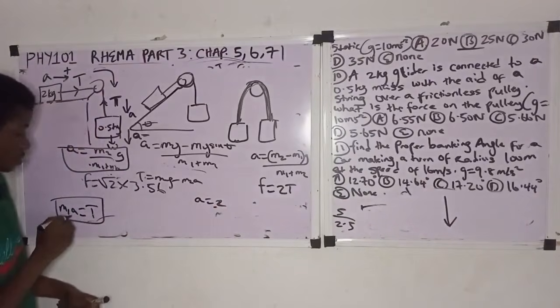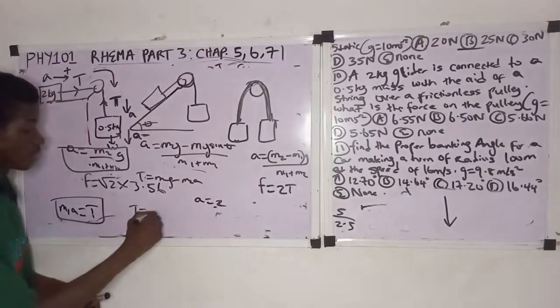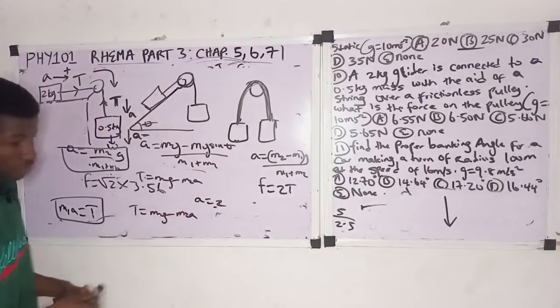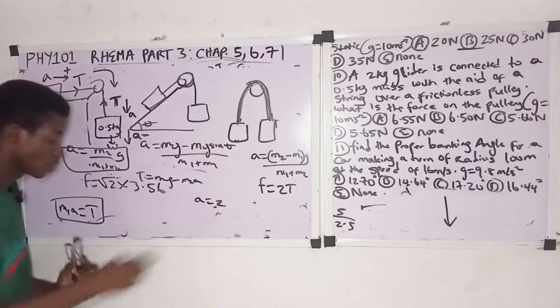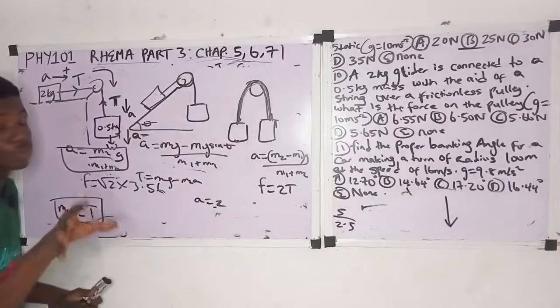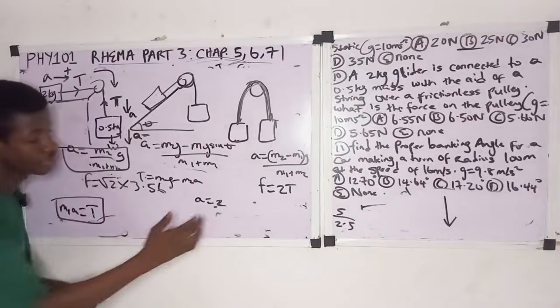Remember, tension is equal to M1A, or tension is equal to M2G minus M2A. I said you can use any of them. So let's use one of them. Acceleration is 2. I think where we didn't get our answer, I didn't approximate the acceleration.